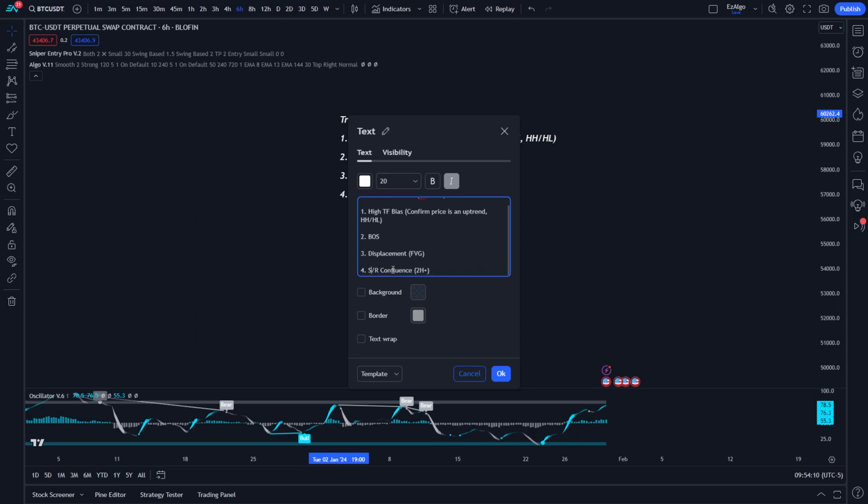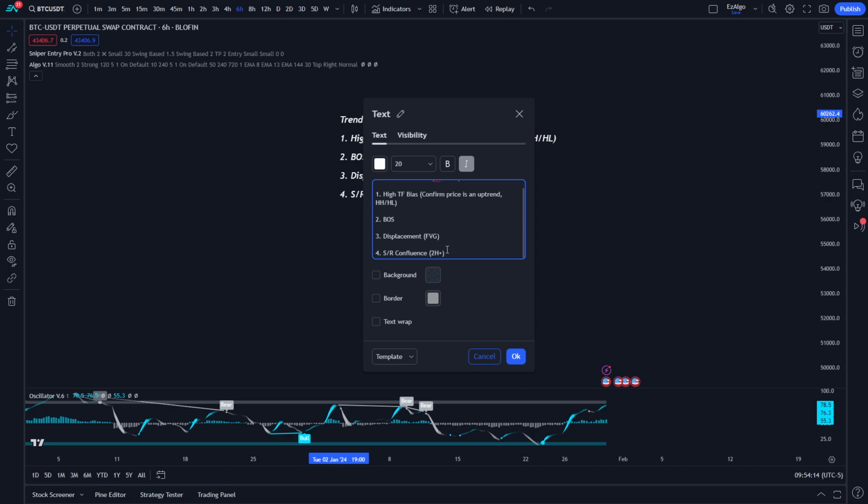So if you see you have a support or resistance zone overlapping the sniper entry zone. So keep in mind that's overlapping the sniper entry zone. That is another piece of confluence. Also, be sure to look for price history. Look for a respected level.